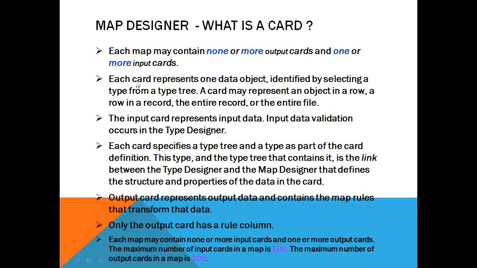Each card represents one data object identified by selecting the type. We have to select the type. Then input card represents input data. Input data validation occurs in the type designer. So when the map tries to read the data against the type key, the validation will be done against the type key we created using the type designer.